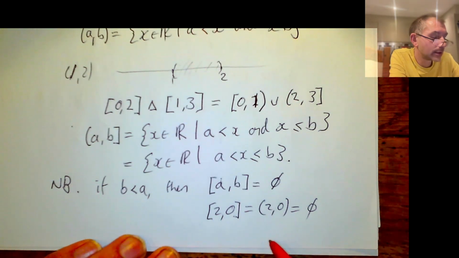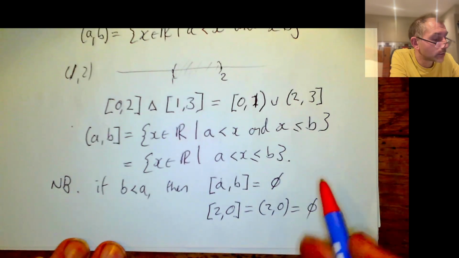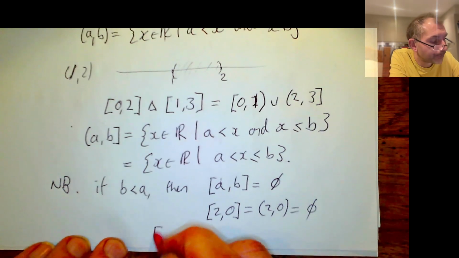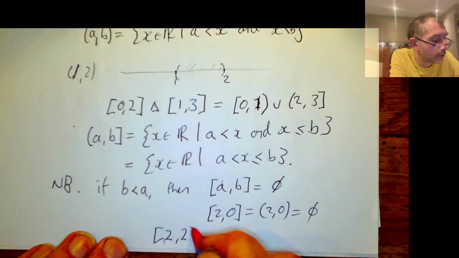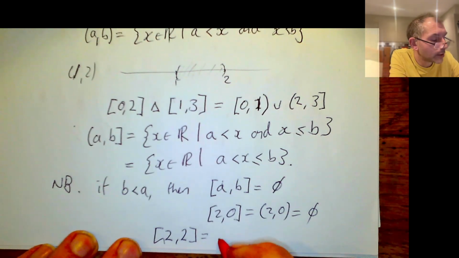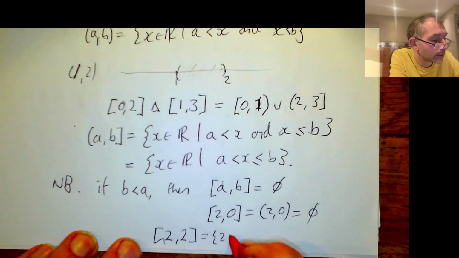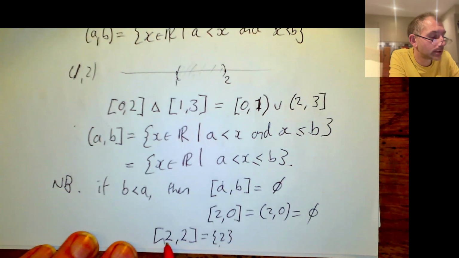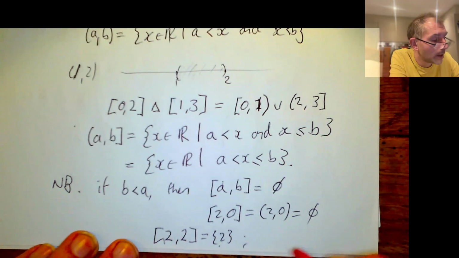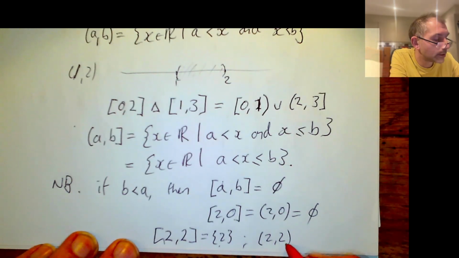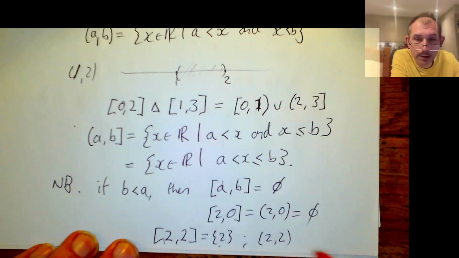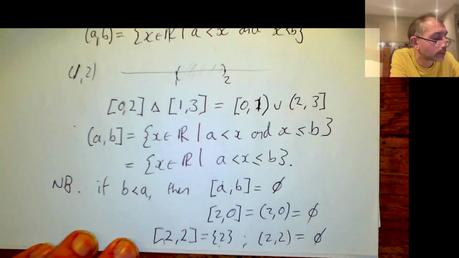Similarly, if you put a equals b into a closed interval, so if I take [2, 2], that's equal to the set {2}, just containing 2, because it's all the elements between 2 and 2, including the endpoints, so I get something. But if I take all the elements that are strictly bigger than 2 and strictly less than 2, well, there's nothing. So that's also equal to the empty set.